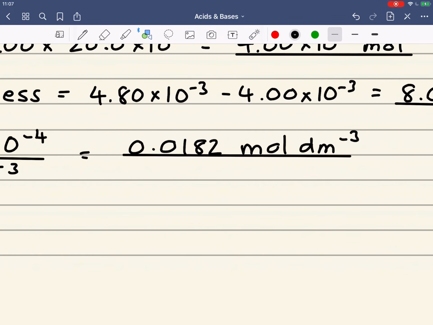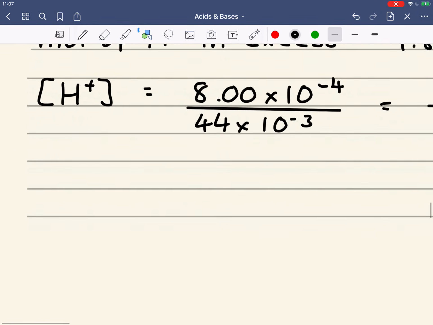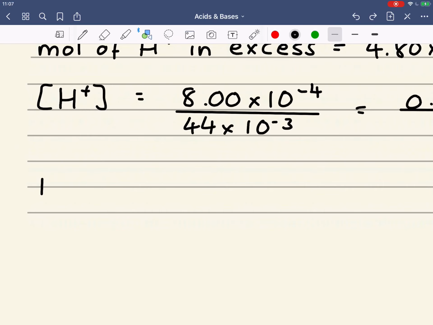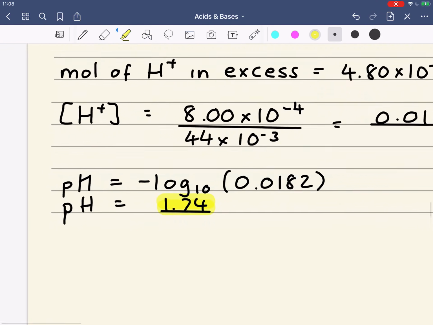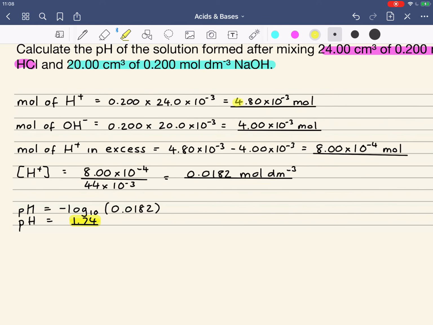And then you need to work out the pH. So pH is equal to minus log to the base 10 of your hydrogen ion concentration, 0.0182, and that gives you a pH of 1.74 to 2 dp. So these calculations, they're not too bad. You've just got to remember the steps. Moles of hydrogen ions, moles of hydroxide ions, work out which one is in excess, then convert it to a concentration. Once you've got the concentration of hydrogen ions, you can then work out the pH.